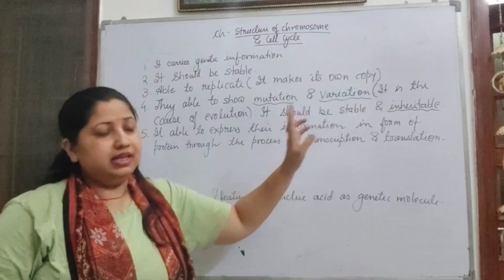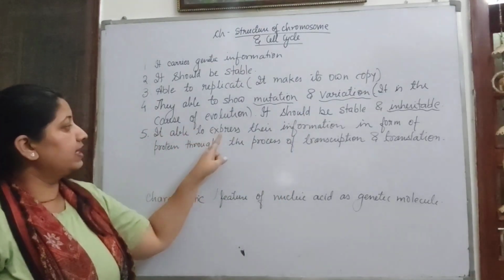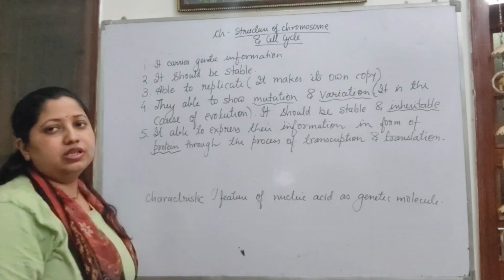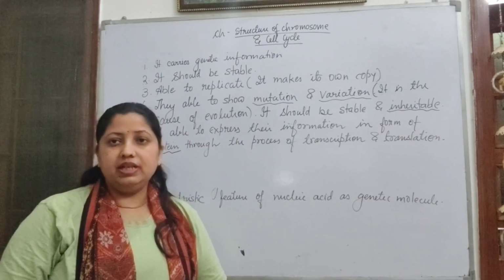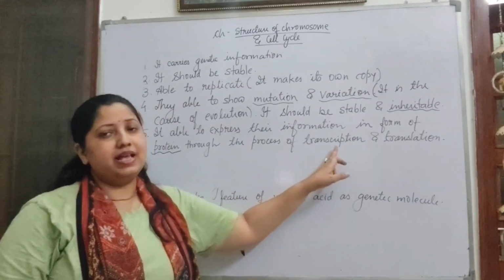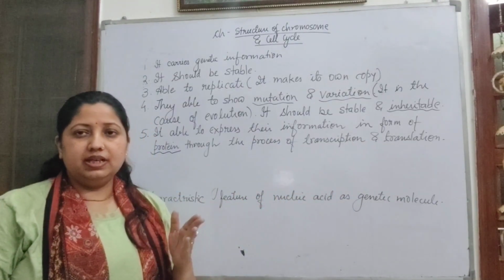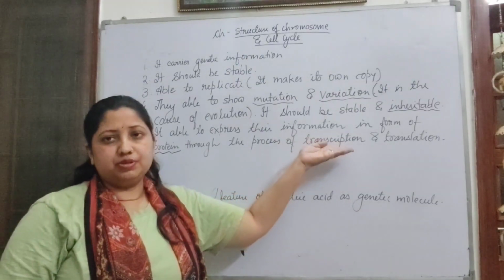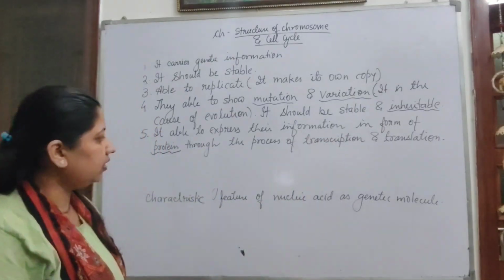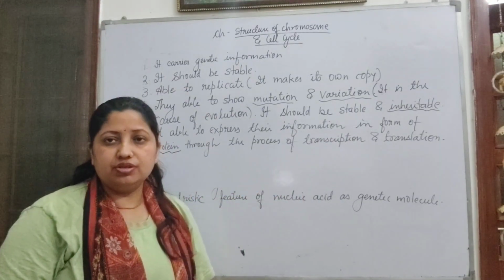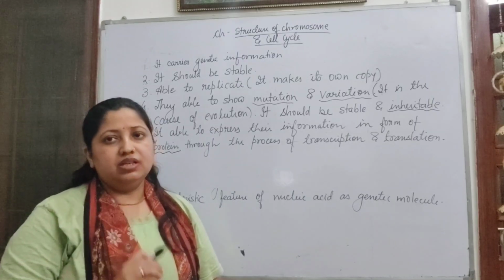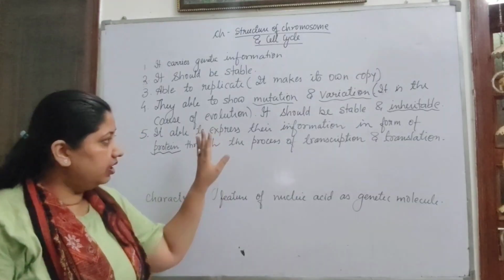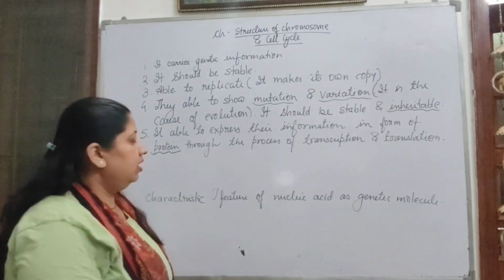It should be stable and inheritable, and the last, it is able to express its information in the form of protein. तो जो कुछ भी इंफॉर्मेशन है वो प्रोटीन के फॉर्म में एक्सप्रेस होती है, एंड थ्रू द प्रोसेस ऑफ ट्रांसक्रिप्शन एंड ट्रांसलेशन। तो जब भी डीएनए से या आरएनए से कोई प्रोटीन बननी होती है तो सबसे पहले ट्रांसक्रिप्शन होता है और फिर ट्रांसलेशन होता है। So these are the basic features of any molecule to behave like a genetic molecule. Okay, so कोई भी molecule अगर genetic molecule है तो उसके अंदर ये कुछ basic features होने चाहिए.